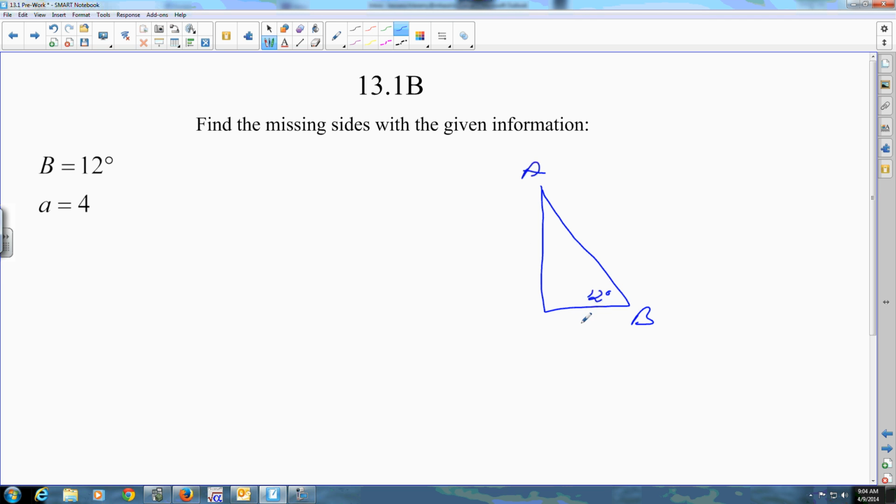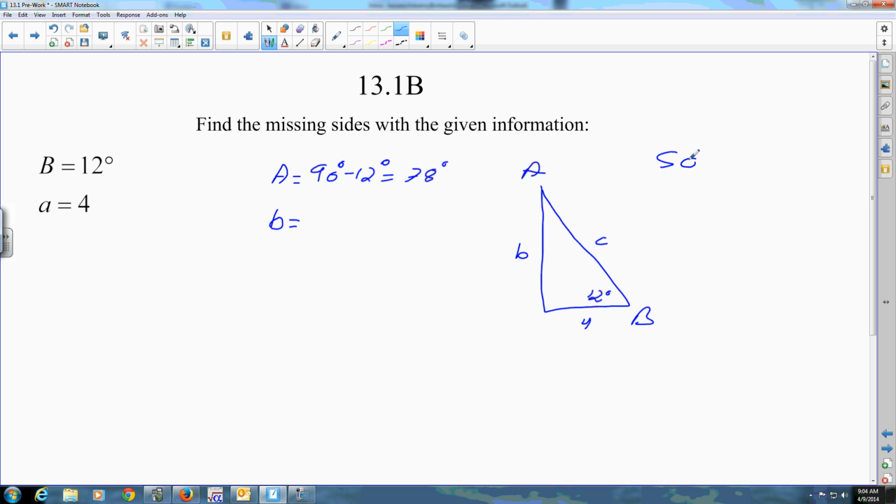Side A is 4, so that means this is side B and this is side C. To get angle A, remember from geometry that these two angles have to add up to 90 degrees. So you have 90 minus 12 is 78 degrees. Now, you can choose side C or side B to find next. It makes no difference. I'm just going to go alphabetical.